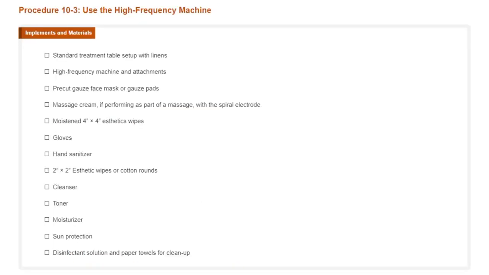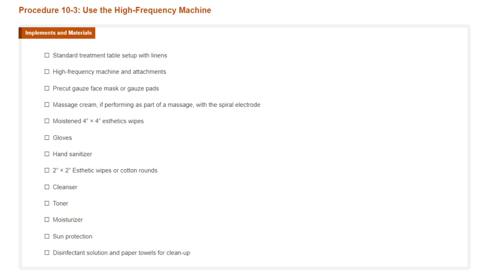Procedure 10-3, use the high-frequency machine. Implements and materials. Standard treatment table setup with linens. High-frequency machine and attachments. Pre-cut gauze face mask or gauze pads. Massage cream, if performing as part of a massage, with the spiral electrode.